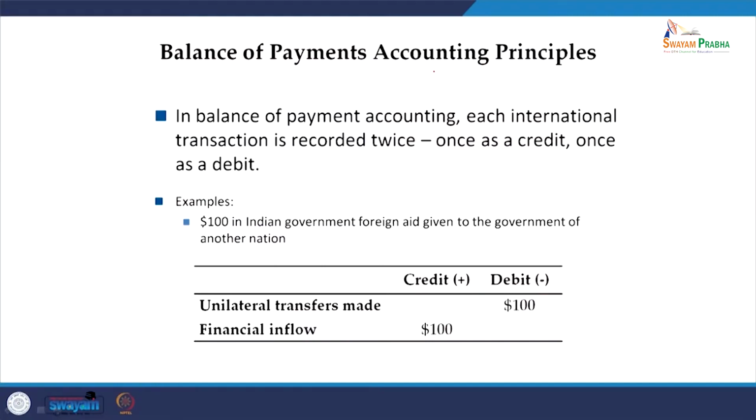Now, similarly, suppose $100 in foreign aid is given by the Indian government to the government of another nation. In that case it is related to unilateral transfer. Even if it is a unilateral transfer, it is entered initially as a debit, because the Indian government has paid. With the expectation that 100 in financial inflows is due to come, 100 is also entered in the financial inflows.